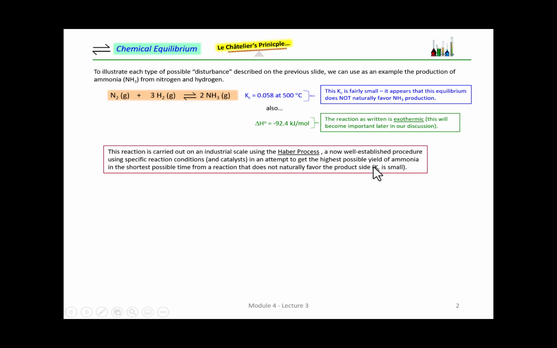Again, Kc is small. We want to make ammonia. It doesn't naturally favor production of ammonia. So we're going to have to try to disturb this equilibrium in some way to maximize our yield of ammonia.